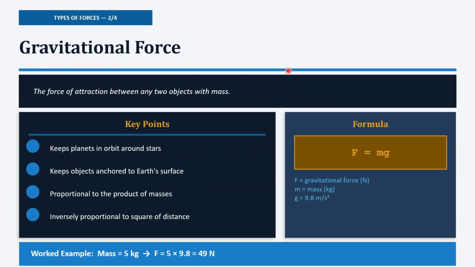The second type of force here is gravitational force, and gravitational force is the force of attraction between two objects with mass.